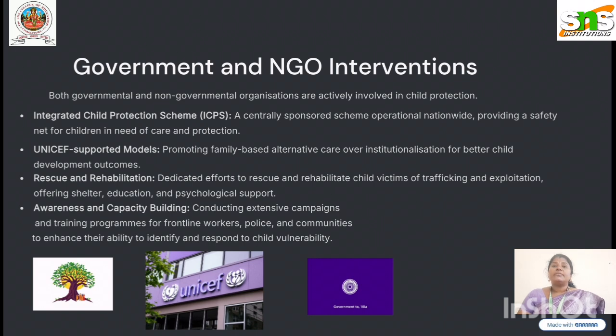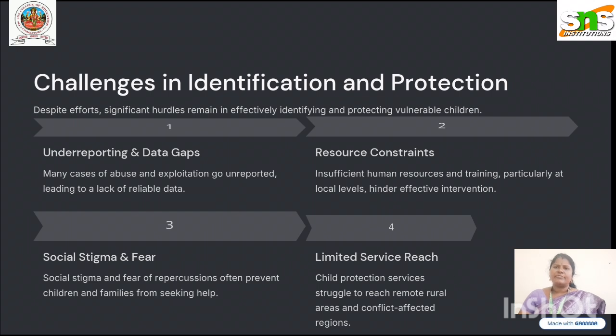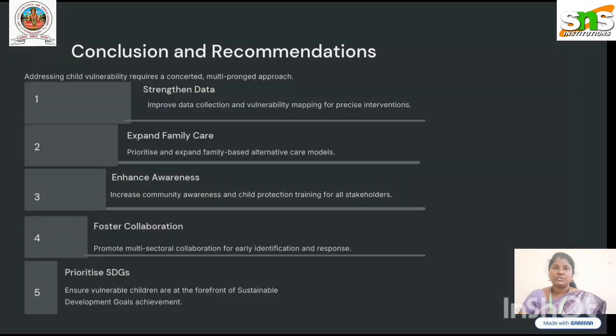Challenges in identification and protection. Many cases of abuse and exploitation go unreported, leading to a lack of reliable data. Insufficient human resources and training, particularly at local levels, hinder effective intervention. Social stigma and fear of repercussions often prevent children and families from seeking help. Child protection services also struggle to reach remote rural areas and conflict-affected regions.